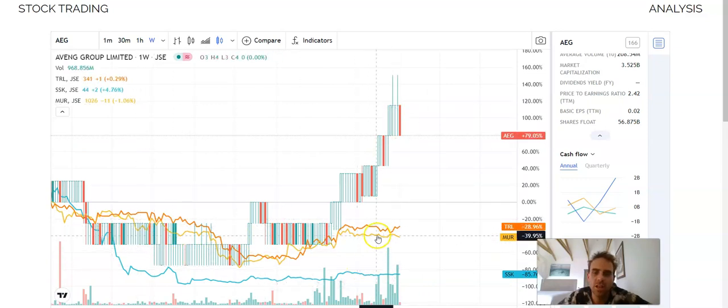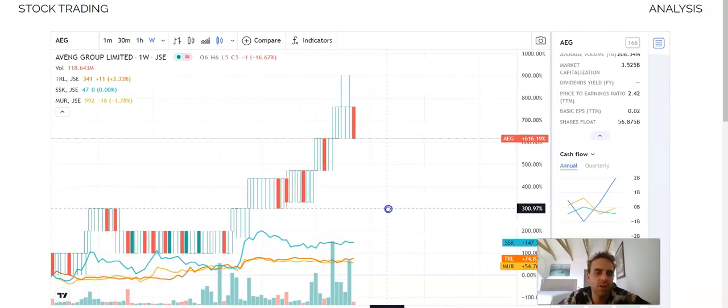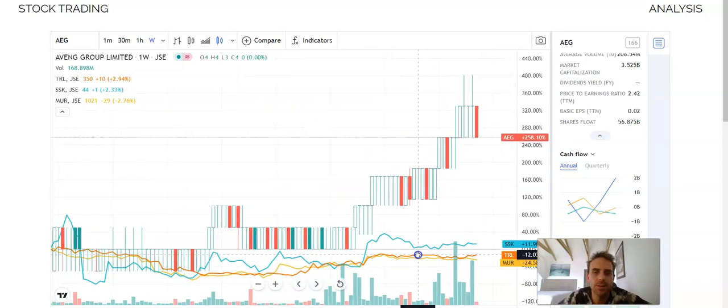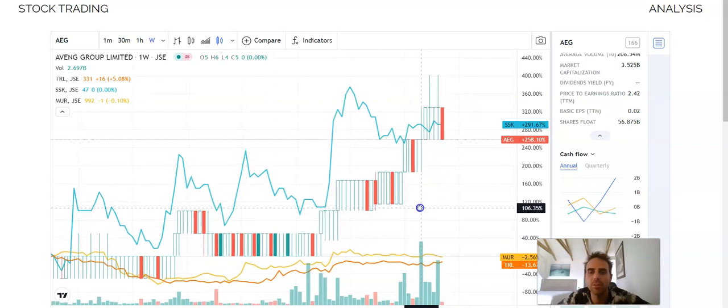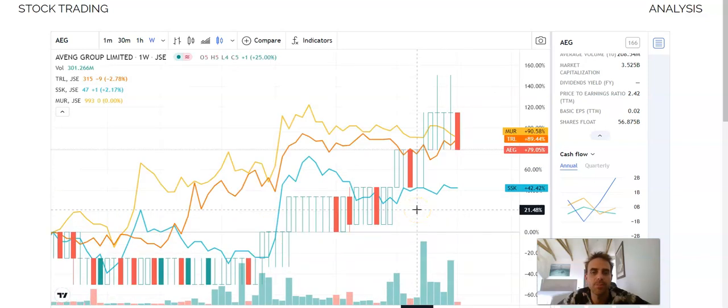That's AEG, and then the dark orange is Trellidor, that yellow is Murray & Roberts, and the blue is SSK. So we see over the last year and a half, from 2020 to 22, AEG has performed the best percentage-wise, and then SSK, Trellidor, Murray & Roberts. And that's the last year. Here we're seeing September to September. Murray & Roberts has performed really well. We see those high highs, high lows, growth in percentage. And here we're seeing this.